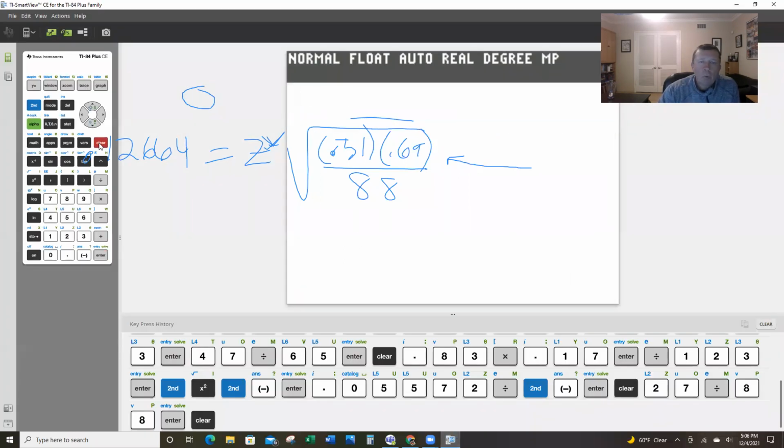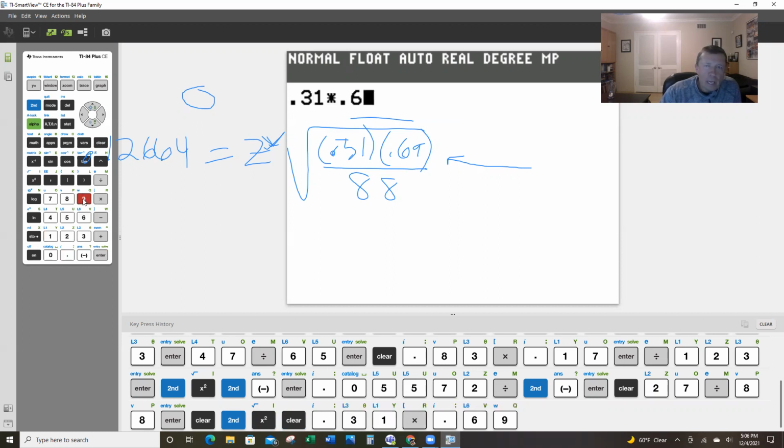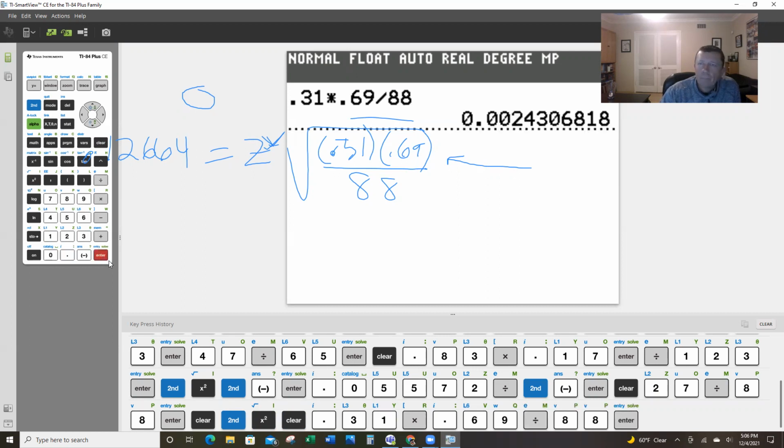Okay, so we got, let's try it all on one keystroke, see if I can get here. Yeah, I don't like to do that. Let me clear that. I'm going to go 0.31 times 0.69 divided by 88. And I'm going to get the square root of that, second square root, second answer.